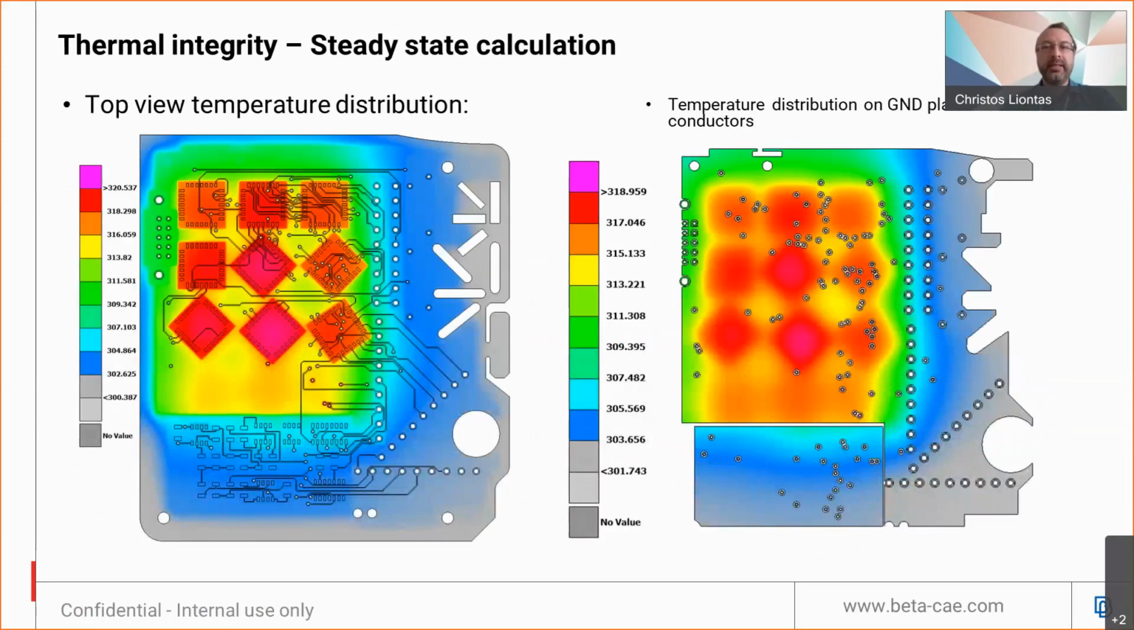And in the next slide, you can see temperature distribution on two different layers. On the left, you have the temperature distribution on the top layer, and on the right, you have the temperature distribution on the ground plane. And you can see how the metallization of the ground plane affects the distribution of the heat, not only on the ground plane, but also on the top layer.